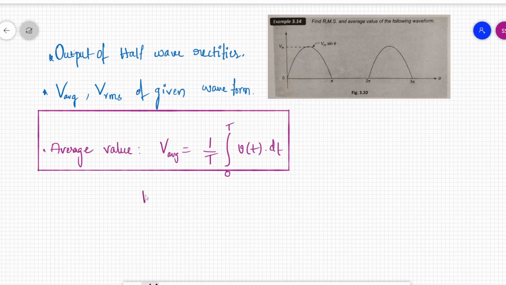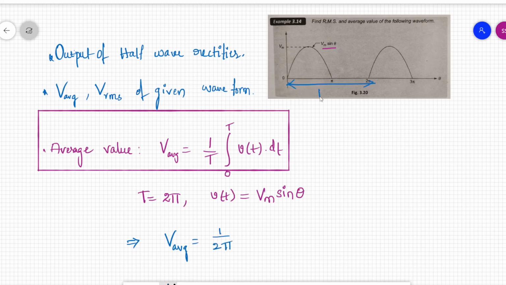That means the time period will be 2 pi. V of t, which is a sinusoidal peak, is given in the question, that is Vm sin omega t. The function of the waveform is given in the question itself, that is Vm sin theta. Now we need to find the average value. So let us substitute these values in our average value function, that is 1 by 2 pi. Here we are performing it for one full cycle, up to one time period, which is here 2 pi. That is 1 by 2 pi integral 0 to 2 pi Vm sin theta d theta.